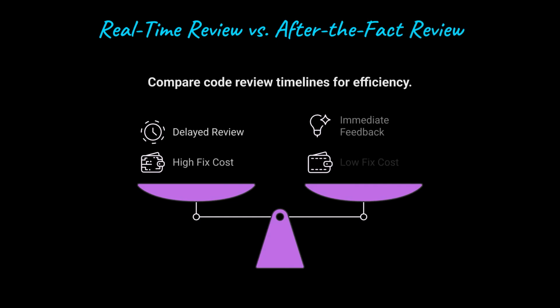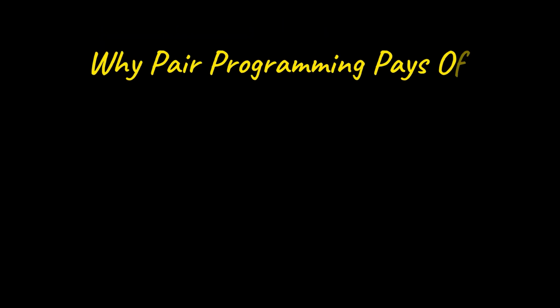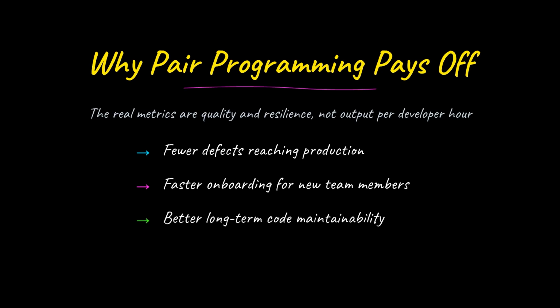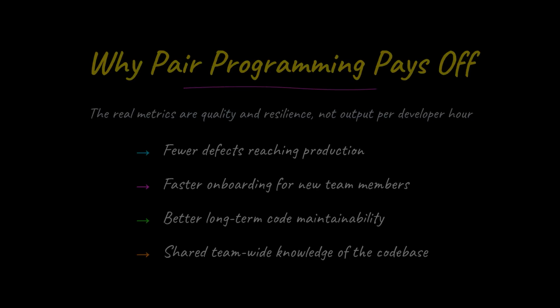Traditional review happens after the fact, when context has cooled and changes are expensive. Pair programming moves review to the exact moment of creation, so problems are caught when fixing them is still cheap. Pair programming looks inefficient when measured by lines of code per developer hour, but measured by defect rates, onboarding speed, and maintainability, well-executed pair programming consistently outperforms solo development with delayed review.